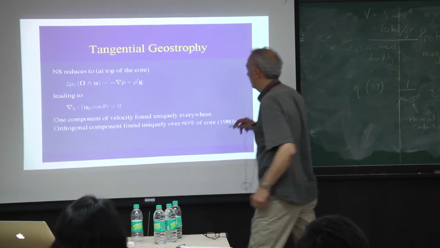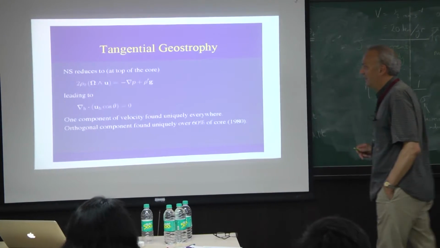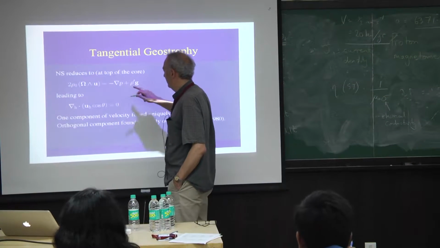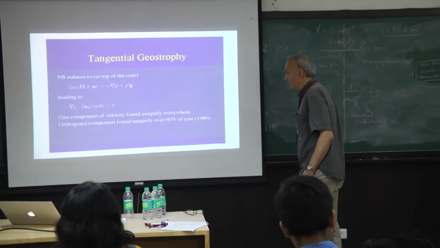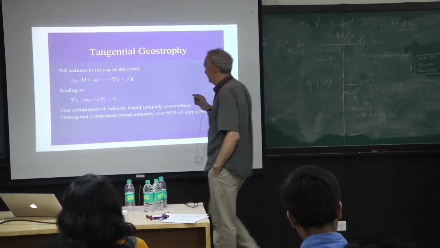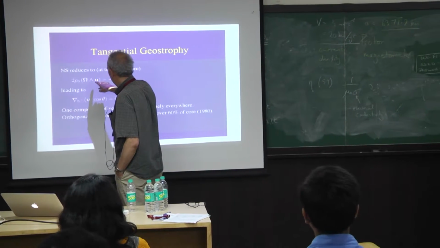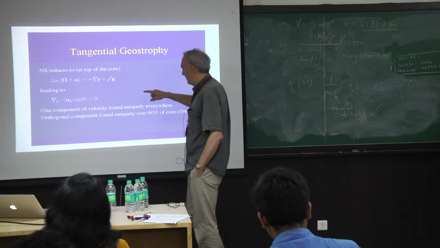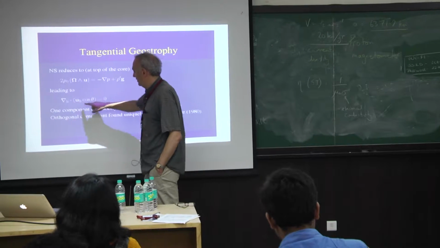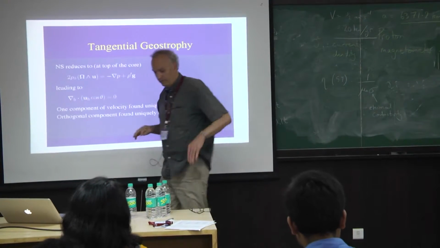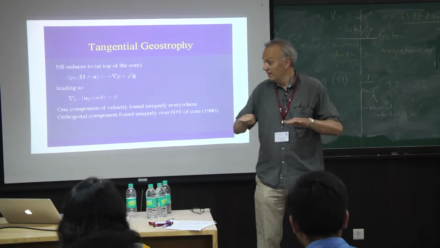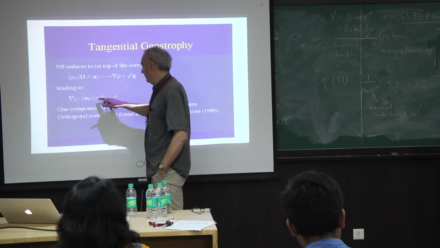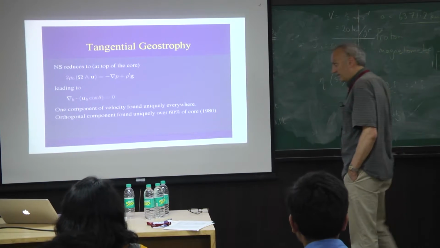So this is this theory which we call tangential geostrophy. I've neglected everything at the top of the core other than the Coriolis force, the pressure gradient, and buoyancy. If you then take the curl and look at the horizontal component, I won't do it, you will find that you get this equation, the horizontal divergence of u. Remember, at the top of the core, u is entirely horizontal. The horizontal divergence of u cos theta is 0.